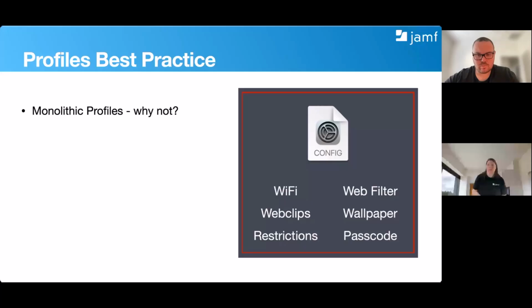We can see that we have a group of payloads all in the one profile. So we've got that one configuration profile, and we've added the Wi-Fi, the web clips, restrictions, the wallpaper, and the passcode. You might call this a monolithic profile, and you might think that doing this would be a good idea. We could create one profile for students and one for staff, for example, pop all the settings into the one profile and hit deploy. Nice and easy to apply all of our required settings, but I want to share with you some examples of why this is not the best practice.